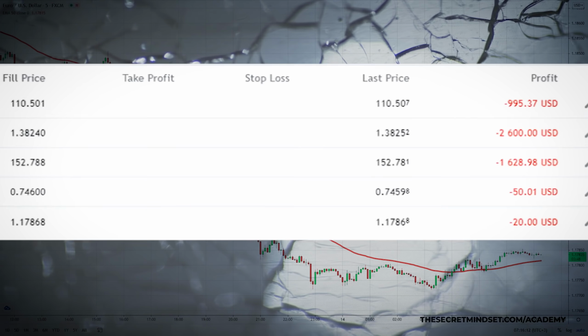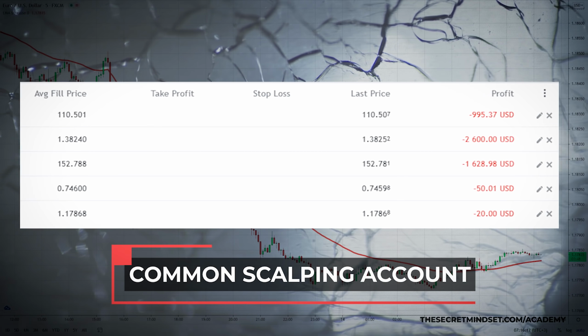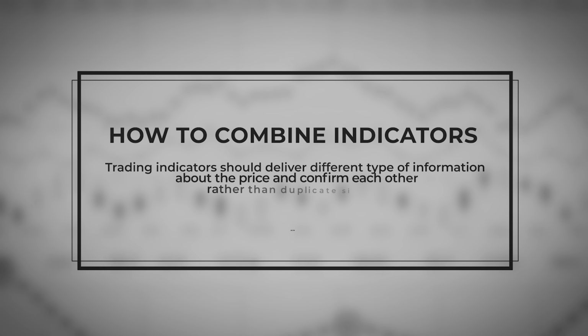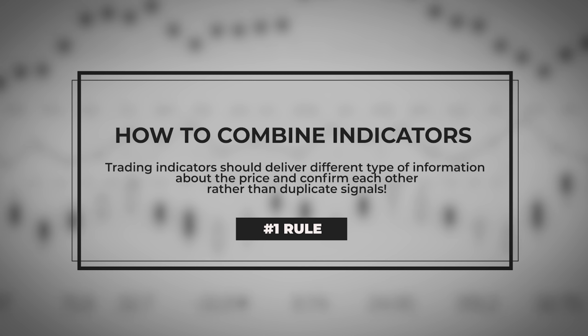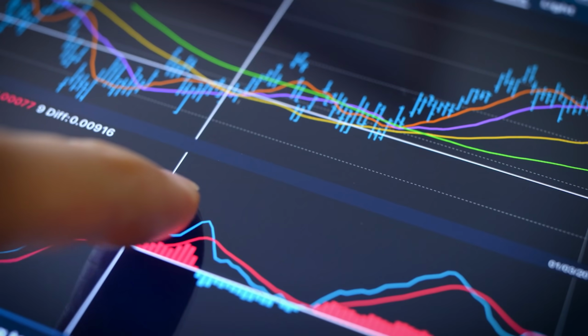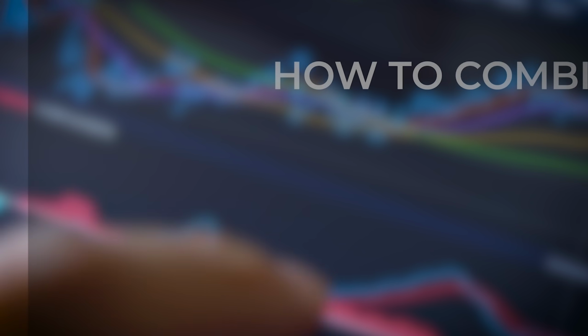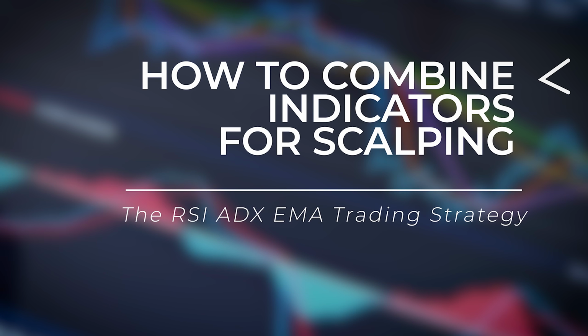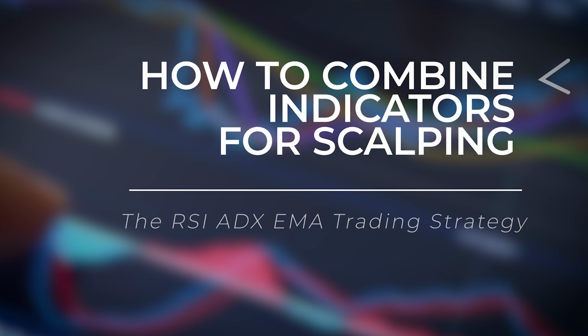This is why you still haven't developed a profitable scalping system using trading indicators. The most important rule in trading is that indicators should deliver different types of information about the price and confirm each other rather than duplicate signals. I'm fixing your problem today by showing a great combination of indicators designed for scalping, a system using the RSI, the ADX, and the 50 exponential moving average.